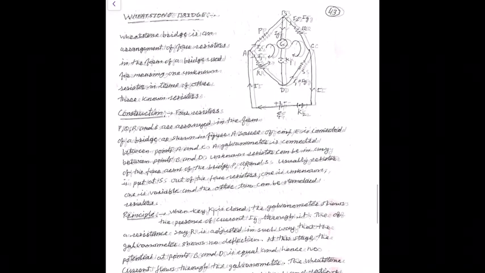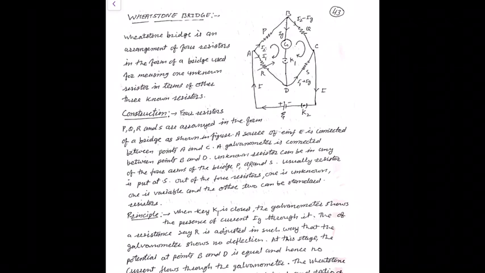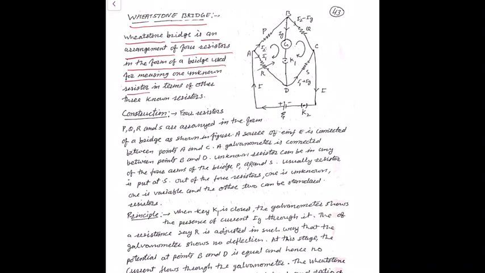Next, Wheatstone bridge. Wheatstone bridge is an arrangement of 4 resistors in the form of a bridge used for measuring one unknown resistor in terms of other 3 known resistors. Construction: 4 resistors P, Q, R, S are arranged in the form of a bridge as shown in the figure.